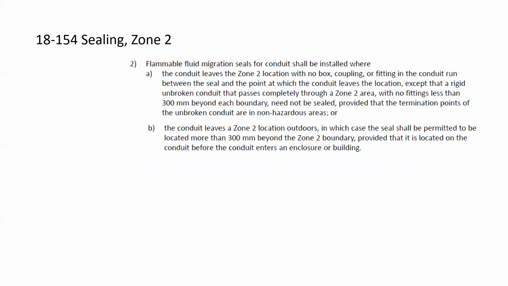Let's continue on. Item B, the conduit leaves the Zone 2 location outdoors, in which case the seal shall be permitted to be located more than 300 millimeters beyond the Zone 2 boundary, provided that it is located on the conduit before the conduit enters an enclosure or building. Whew, that's quite a bit.